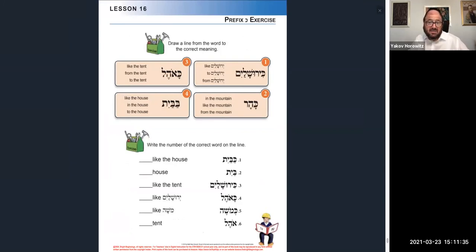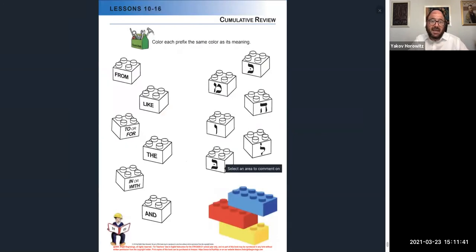Here's another exercise, like we had the previous one. Ke'Yerushalayim is like Yerushalayim. And this is a cumulative review. We should really feel great. We did already 5 prefixes. Chaf is like. Here's a matching. You see the Lego blocks match here. Mem is from, heh is the, vav is and, I'm sorry, 6 that we learned, excuse me.